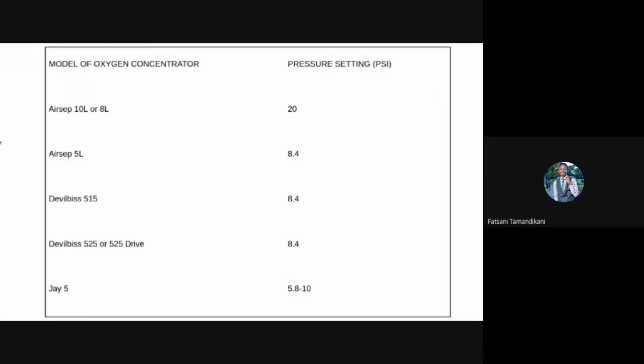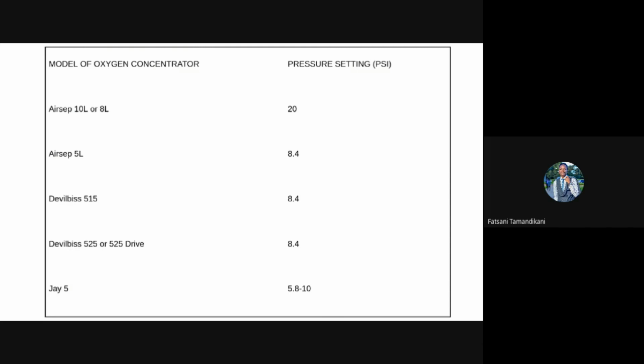For example, for the Airsafe Intensity 10 liters or 8 liters, the delivery pressure is at 20 psi, which is 138 kilopascals. For the Airsafe Elite 5 liters, the delivery pressure is at 58 kilopascals. And this is similar also to the DeVilbiss 515 or the DeVilbiss 525, whose pressures are 58 kilopascals or 8.4 psi.